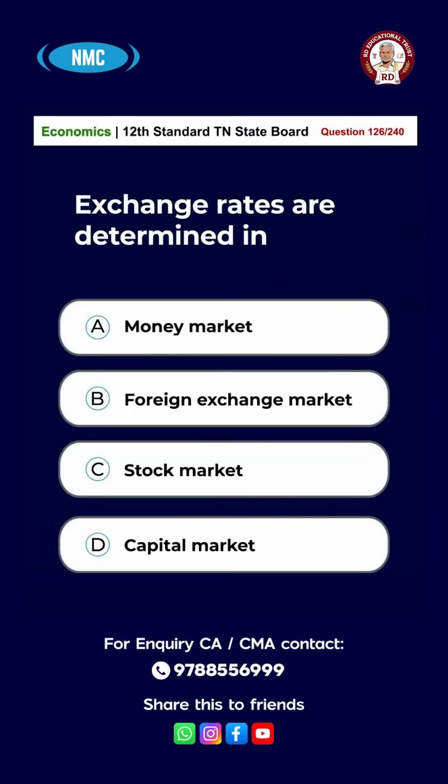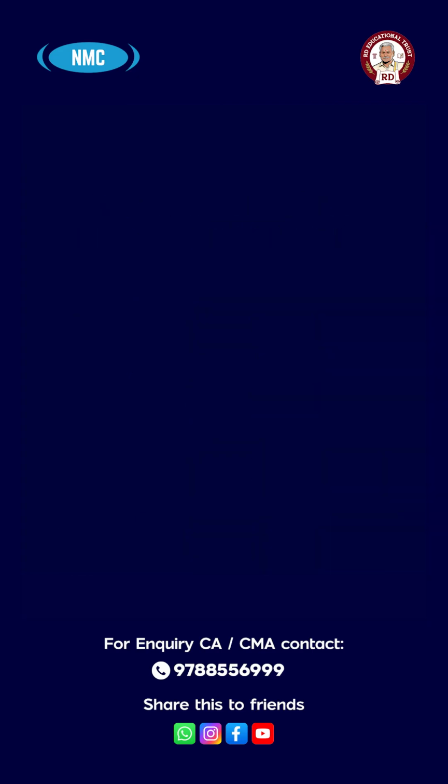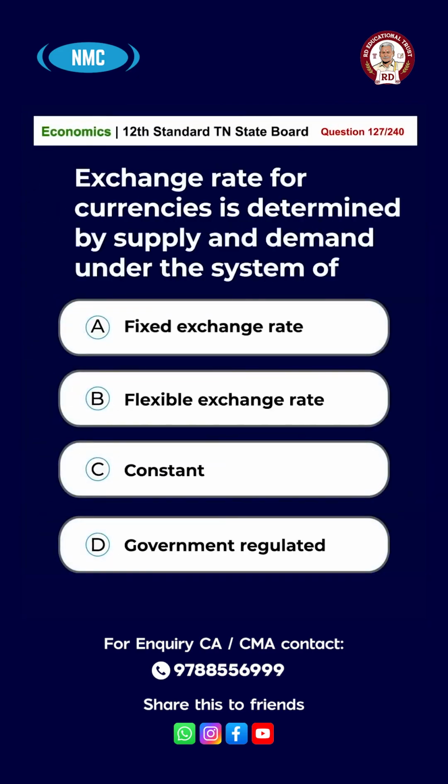Question number 126. Exchange rates are determined in A. Money market, B. Foreign exchange market, C. Stock market, D. Capital market. The answer is option B. Foreign exchange market.